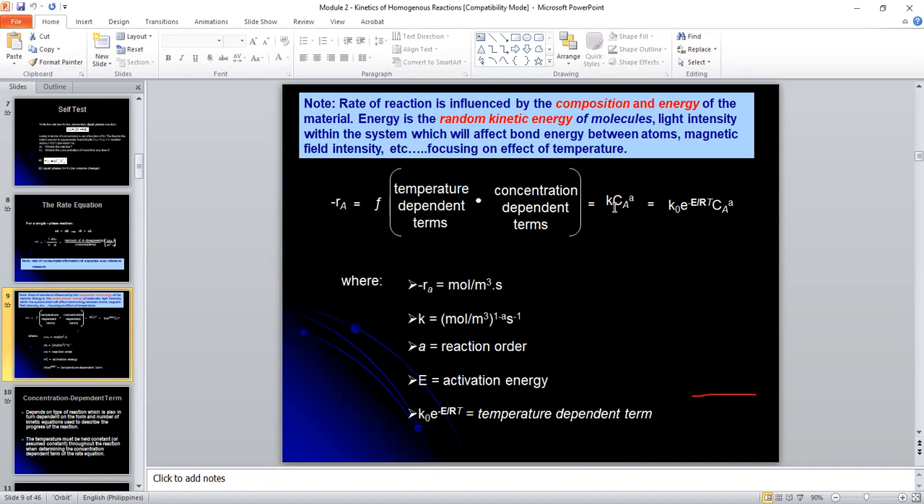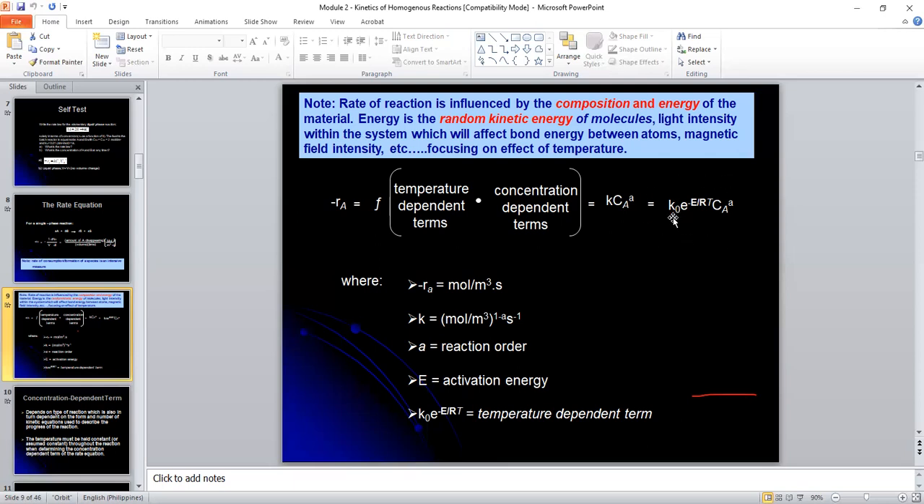In here, we have k, C sub A raised to a, where a is the reaction order. This a is the exponent of C sub A, where capital A here is the species that is the basis in which we determine the rate of the reaction. Now, in the last part of the equal sign here, you could see that your k was changed into its Arrhenius equivalent equation.